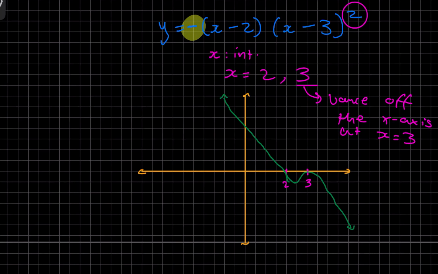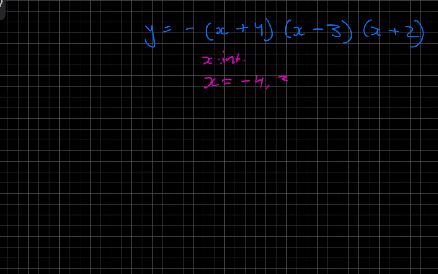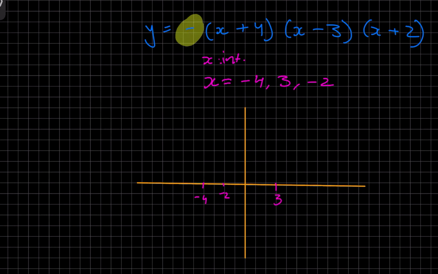Let's try this with another graph. Let's try y equals negative (x plus 4)(x minus 3)(x plus 2). Again, taking note of our x-intercepts. Our x-intercepts will be x equals negative 4, x equals 3, and x equals negative 2. Taking note of these on our graph, our x equals negative 4 would be over here, x equals negative 2 over here, and x equals 3 over here. Again, noting the negative out the front.